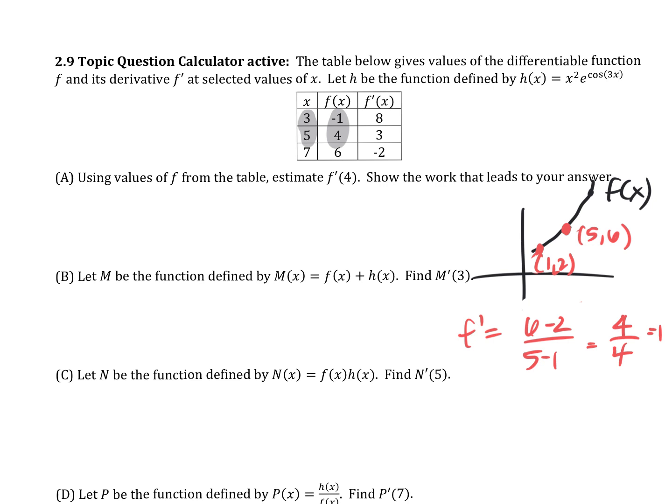So, did we find f prime from my function's points? Yes. But what if I used f prime's points and did 8 minus 3 over 3 minus 5? That would find me f double prime. So be careful.